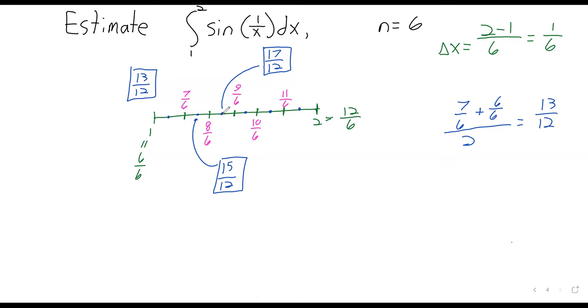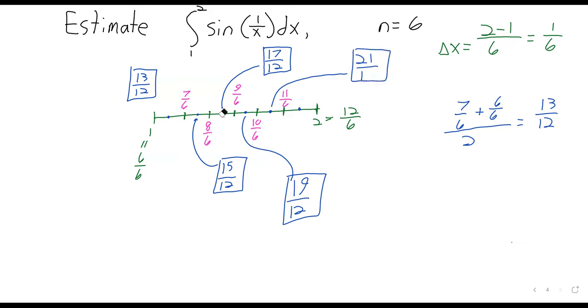I don't need to find all of these averages because the midpoints are also equally distributed. Once I see that we're going from 13 to 15, that's 2/12. We'll go from 15 to 17, another 2/12. From 17 to 19, another 2/12. From 19 to 21, let me fix that. And from 21 to 23. And 2 is 24 twelfths.